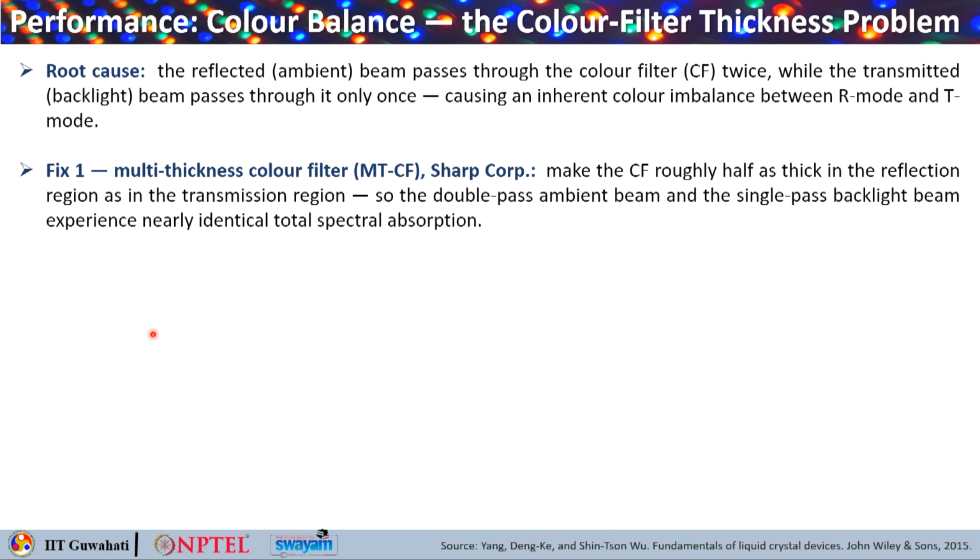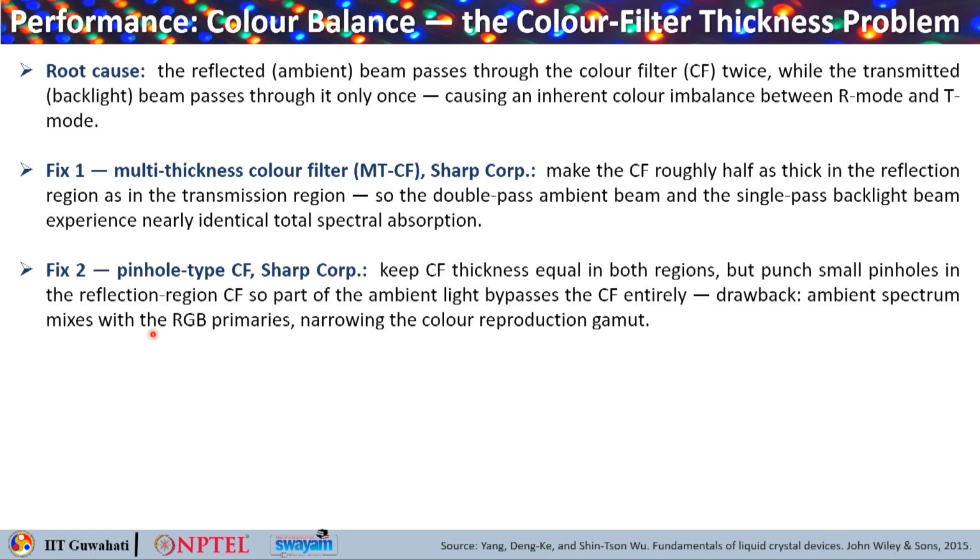The first fix can be a multi-thickness color filter, that is MTCF, which is incorporated by the Sharp Corporation. They make the color filter roughly half as thick in the reflection region as compared to the transmission region, so that whenever there is a double pass of the ambient beam and a single pass of the backlight beam in the transmission mode, they will experience nearly identical total spectral absorption.